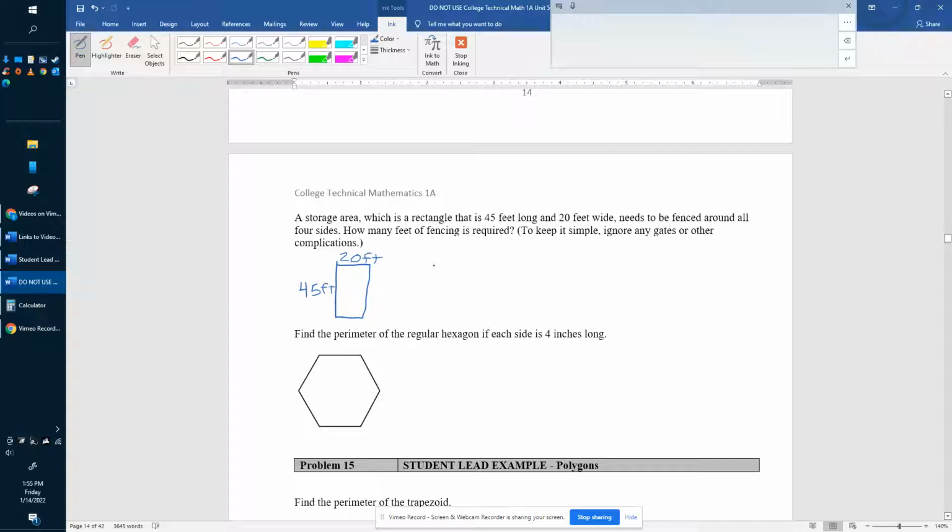So we can ignore any gates or any other complications. That's nice. So, opposite sides of rectangles are the same. We remember that from kindergarten as well. So we can add these 4 sides together. 45 times 2 plus 2 times 20 equals 90 plus 40, which equals 130 feet.